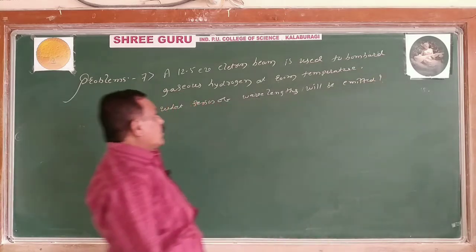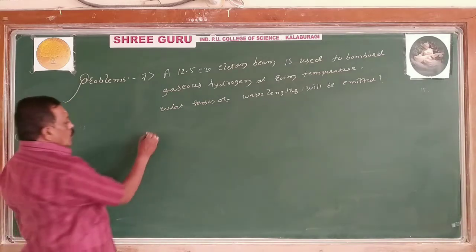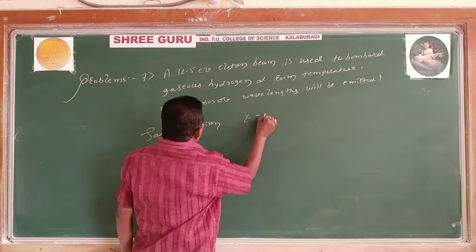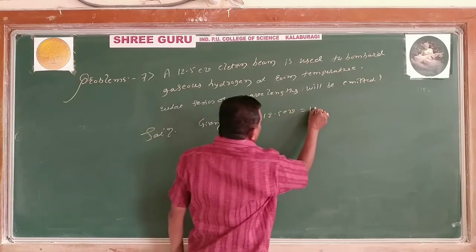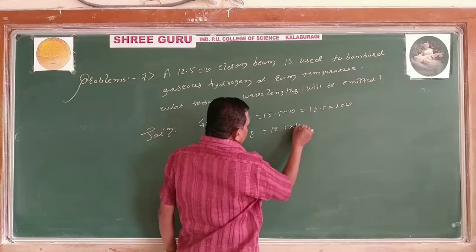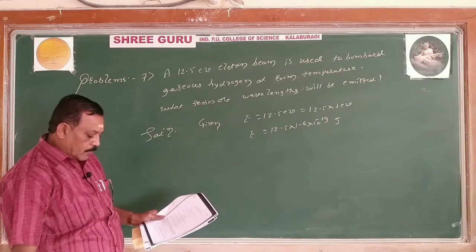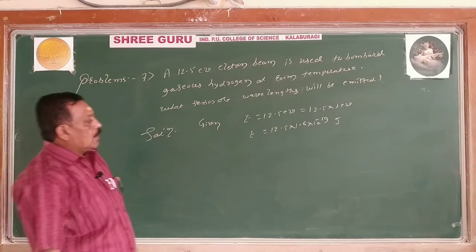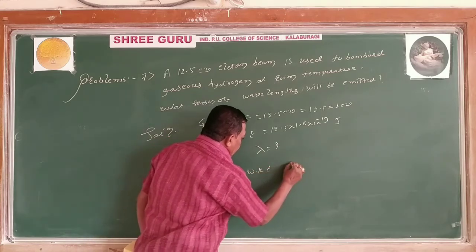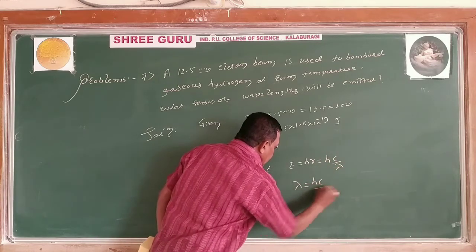Right? You want to calculate the wavelength. He has given the energy. Solution. क्या क्या दिया है देखो? Given energy 12.5 electron volt. 1 electron volt is 1.6 into 10 to the power of minus 19 joules. Right? Then our aim is to calculate lambda. We know that E equals to h nu, nu equals to c by lambda, lambda equals to hc by E.